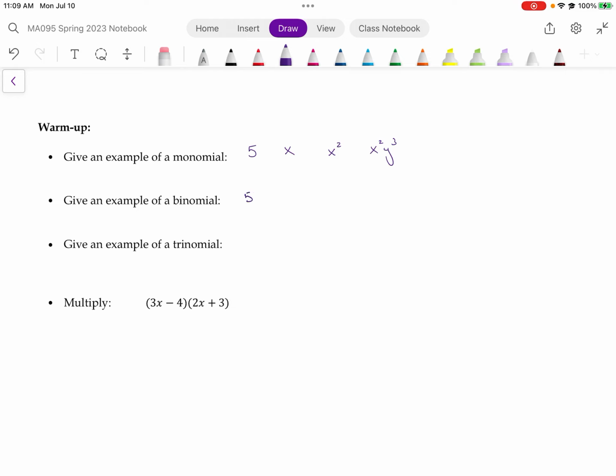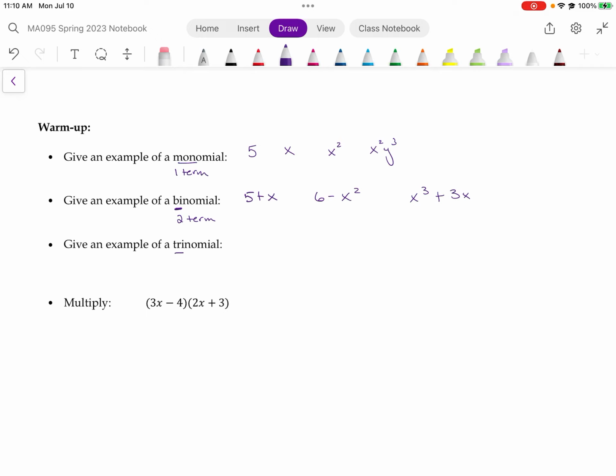So I could say 5 plus x. I could say 6 minus x squared. I could say x cubed plus 3x. And I couldn't add any more because that would not be a binomial. A binomial means it has two terms. A monomial means it has one term.